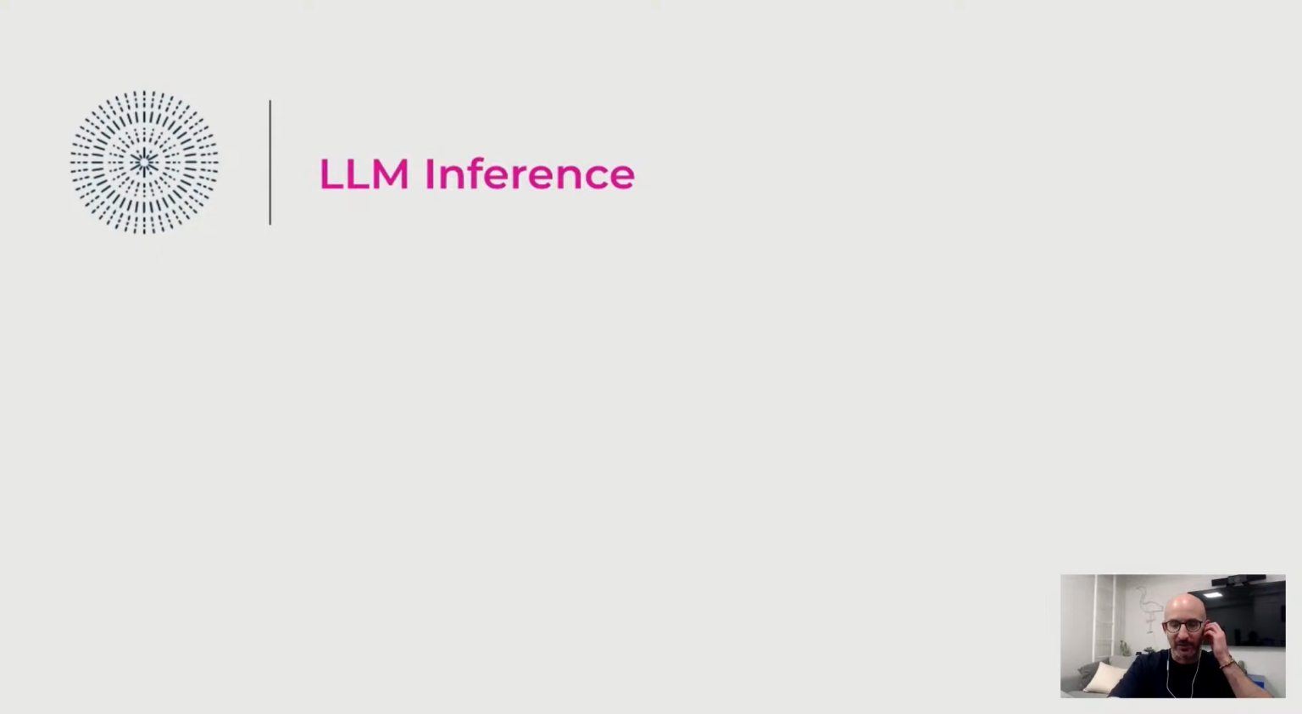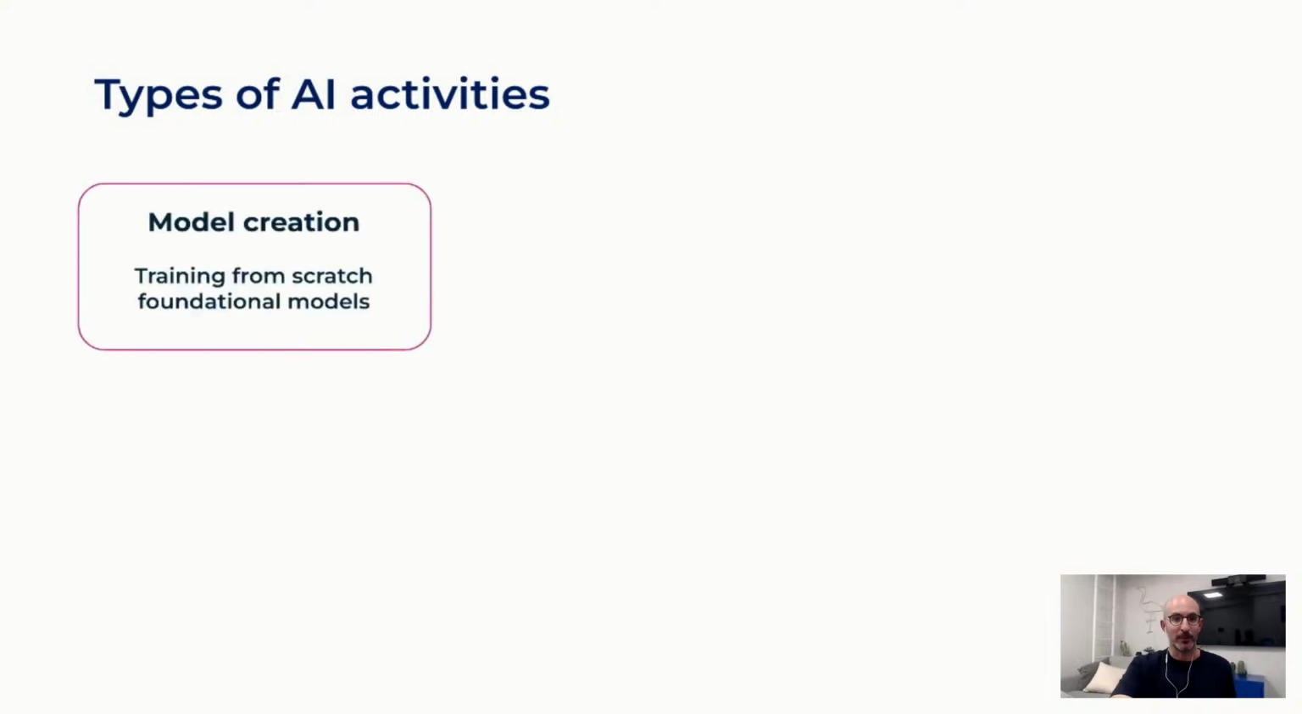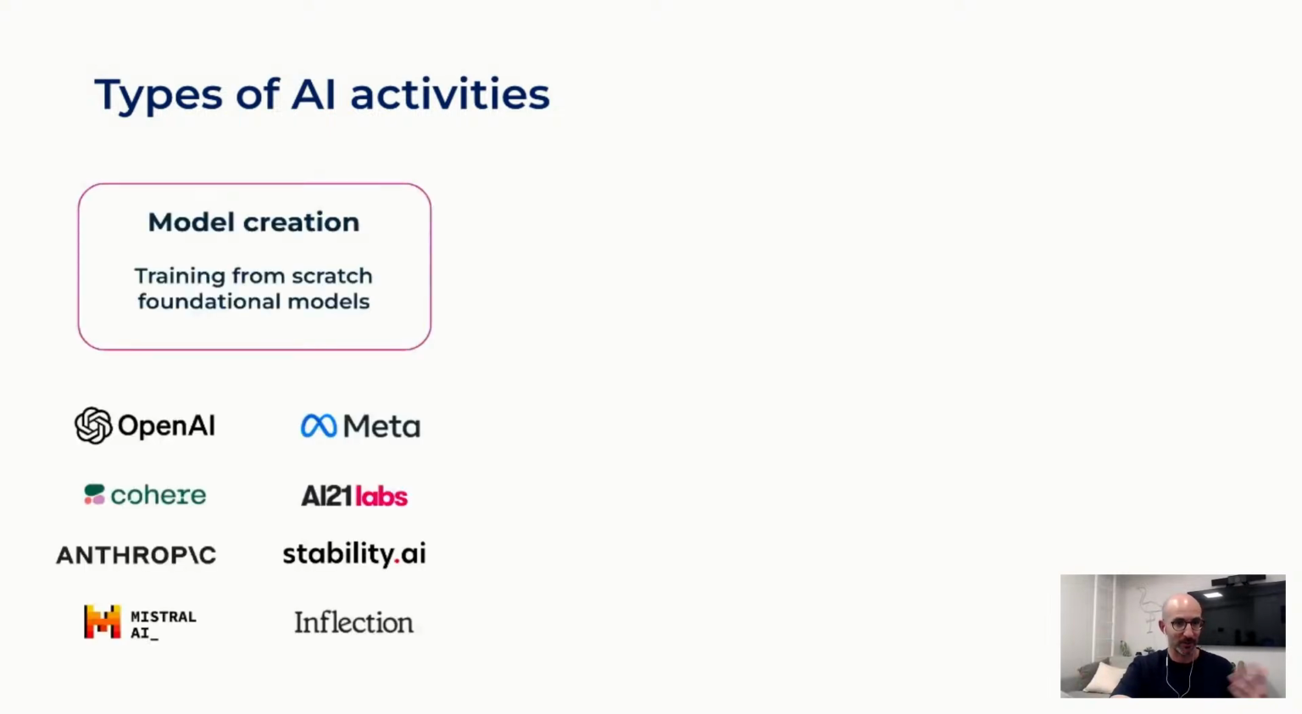Okay, so LLM inference. Let's go into that. I started to speak about it, right? There are three types of AI activities. One is model creation. Companies like OpenAI, Meta, there are not a lot of companies like that in the world who are training foundational models from scratch, right? They need tens of thousands of GPUs just to train a single model.